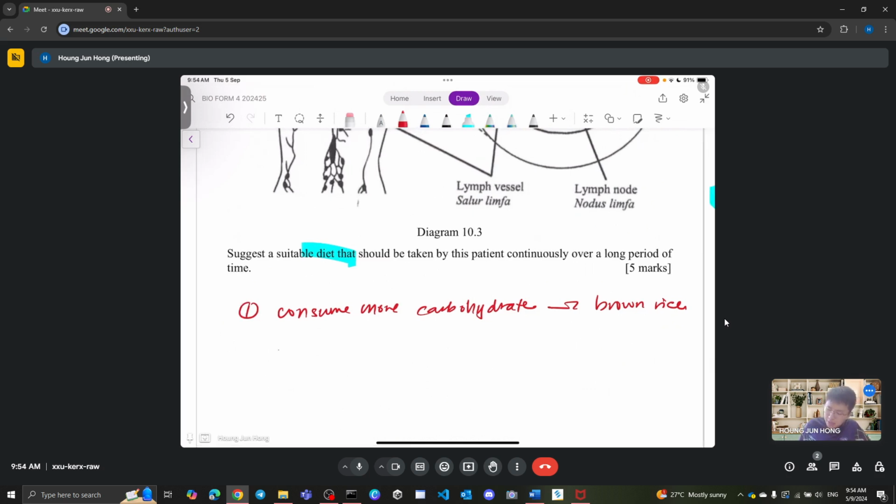So why do we need this? It's because we need more energy. Again, as a patient, you have definitely lost a lot of energy during the process of treatment. So definitely you need energy, and this can optimize health condition.